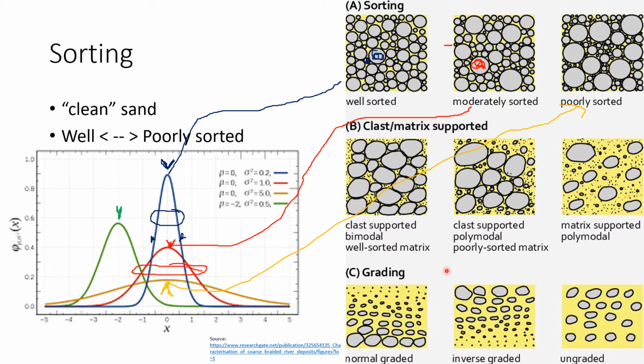And then we'll talk about grading a little further on, how you can have normal grading or inverse, where you can have it getting progressively finer or progressively coarser from the bottom up. And that would be graded bedding. But this is all about the idea of sorting our sediment, how clean and how differently sorted it is.